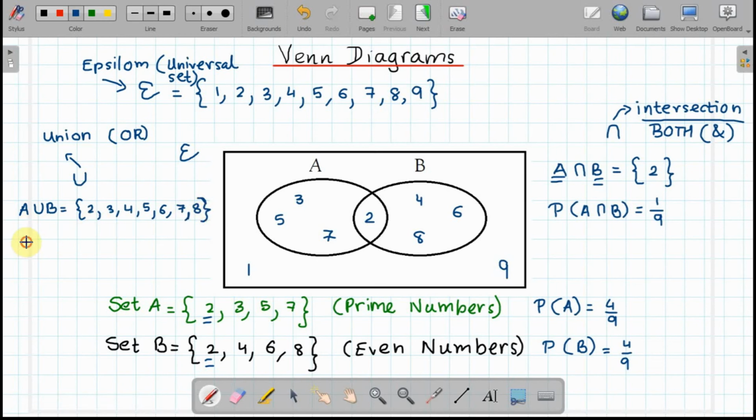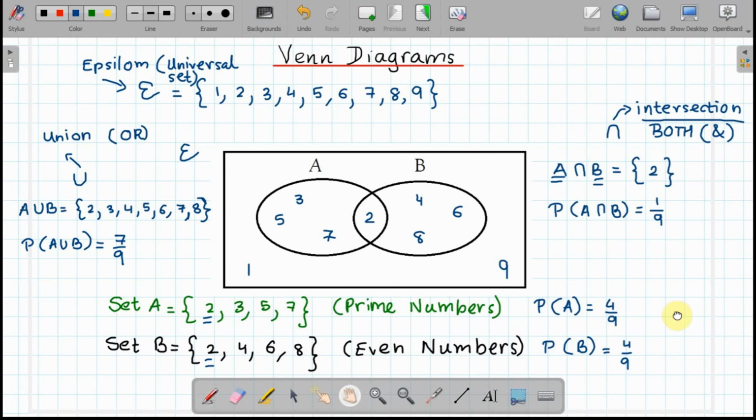And if someone asks me the probability of A union B, that would be 7 numbers out of the 9. So remember, to be part of the union, you have to either be in set A or in set B. You could be part of either one of them. To be part of the intersection, you have to be in set A as well as set B at the same time. So something that is in both of the sets together at the same time. Okay, so that's the basics of how to fill a Venn diagram.